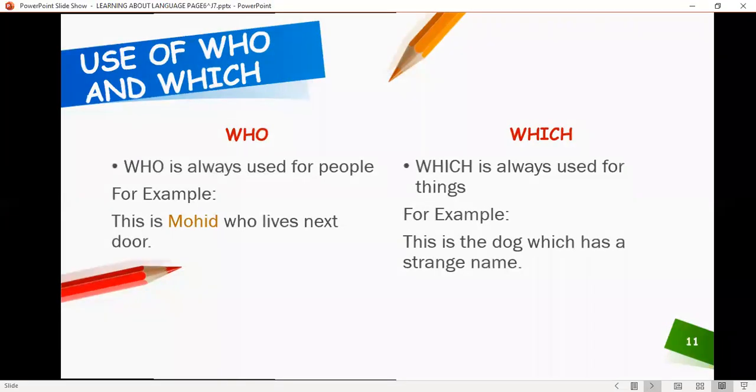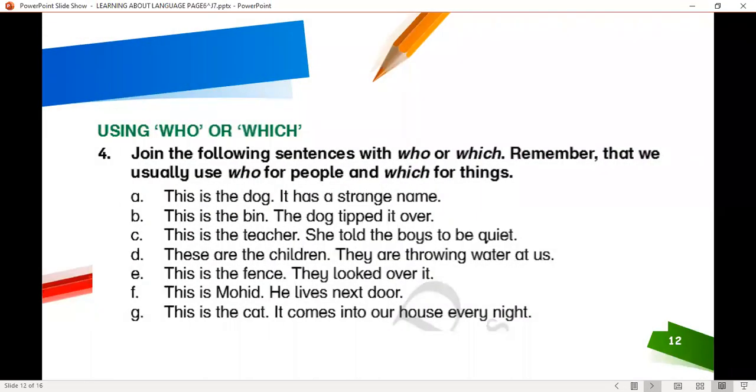Okay, now move on to your book, page number 7, using who or which. Question number 4. Join the following sentences with who or which. Remember that we usually use who for the people and which for things. Now, first sentence is this is the dog. It has a strange name. Now, there are two sentences and we have to join them by using who or which.